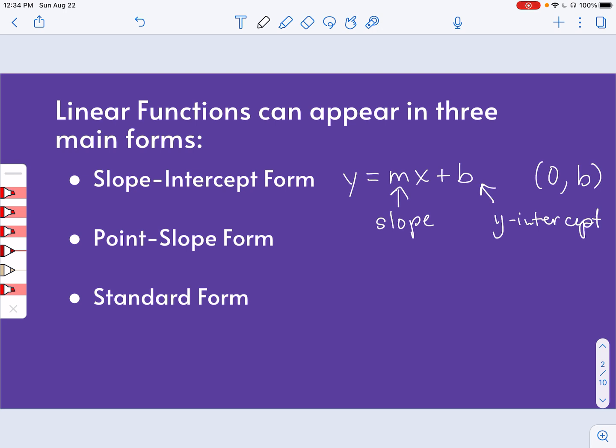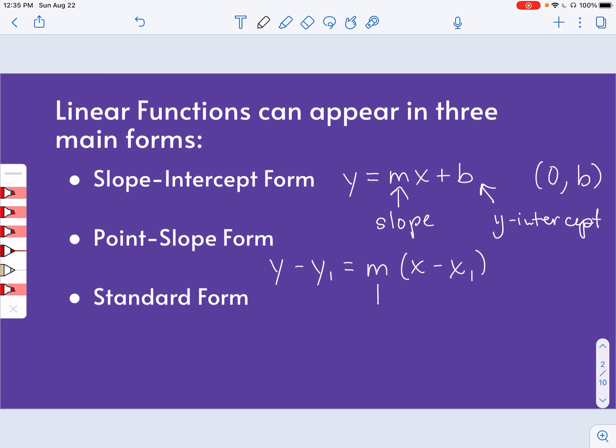Point slope form is y minus y1 equals slope times x minus x1. We probably spent the least amount of time on this in Algebra 1, but it's a really handy form because to write something in point slope form, all you need to know is any point on the line and its rate of change. The last form we learned in Algebra 1, and I should go back here.